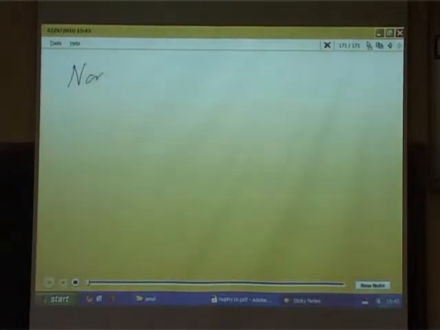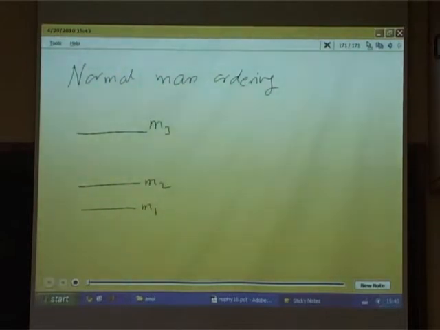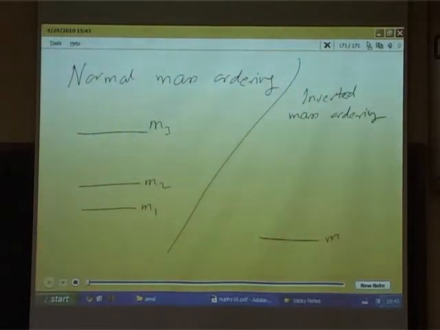Since we're going to come to it anyway, I'll try to be very clear. What's called a normal mass ordering basically means I have M1 lightest, then M2 and M3. And there is inverted mass ordering, which means that M3 is the lightest, and M1 and M2 are here. But now M1 and M2 have to be close together because this difference is delta m square, which is small.